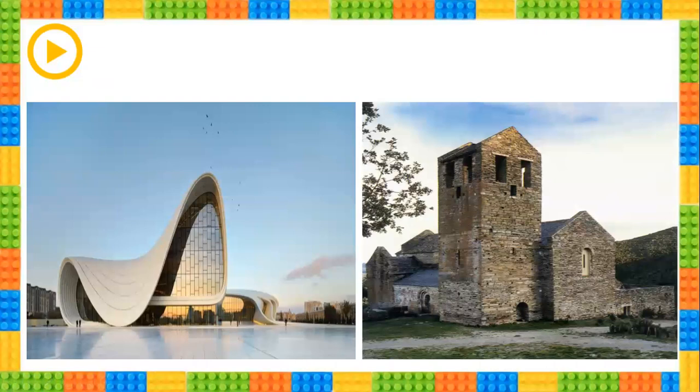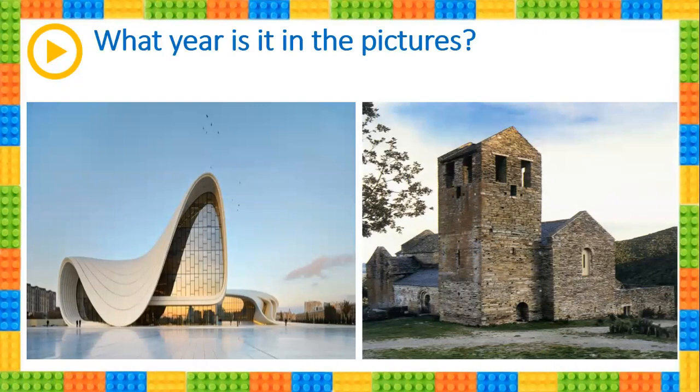Let's start. Let's look at the pictures and guess what year it is in the pictures. The clue is in the picture on the left, it shows the current time. So it is 2020, yes. But the picture on the right shows 2020 minus 900 years. So it makes 1120, yes.